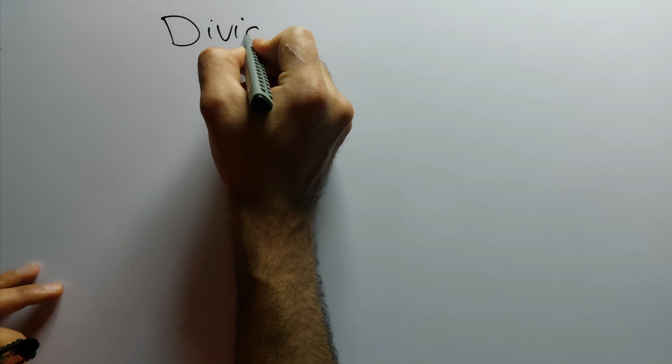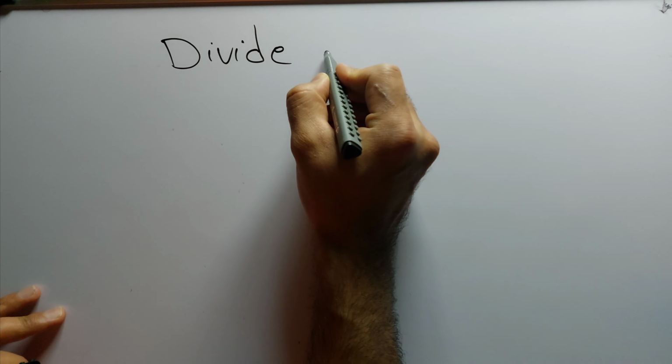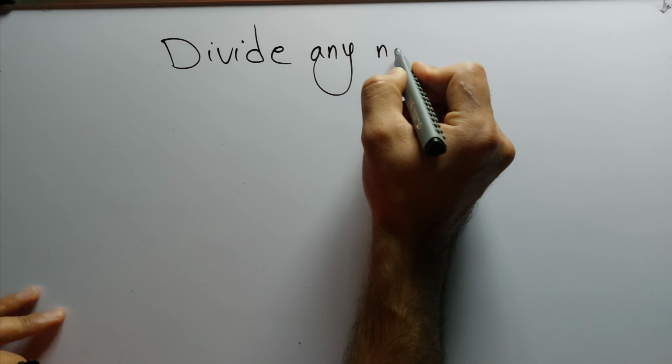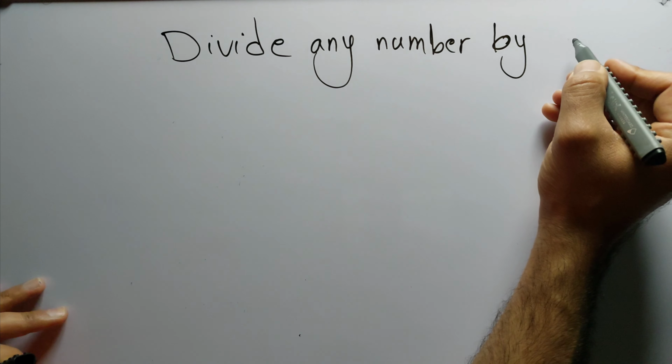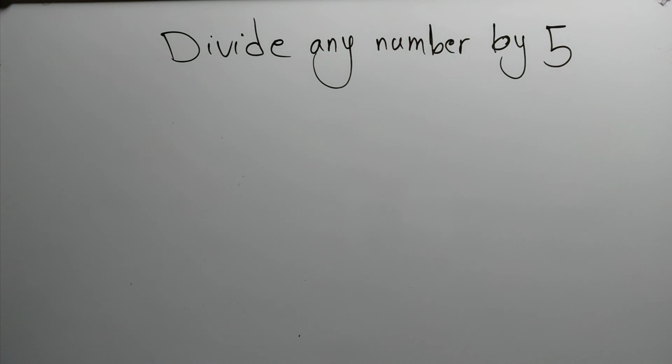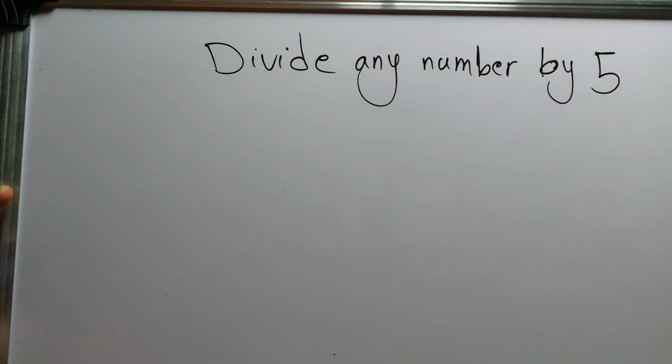Another really nice thing, which is simple, but at first maybe it doesn't seem that simple, is how to divide any number by 5. So how to divide any number, it doesn't matter whether it's 1, 2, 3, 4, 5 digits or anything, by 5. So let me quickly explain it for you and give you the philosophy, the approach behind it.